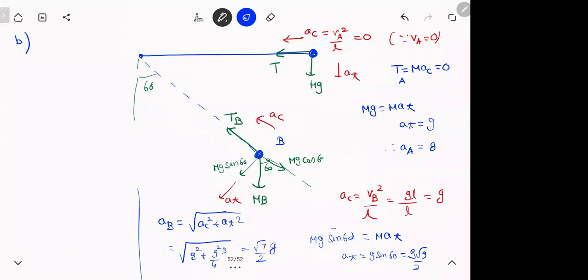What about the tension at B? Tension at B: TB minus mg cos 60 is equal to mass into centripetal acceleration. So TB is mg cos 60, that is mg by 2, plus m a centripetal, which is g, so 3 mg by 2. The B part question, right?